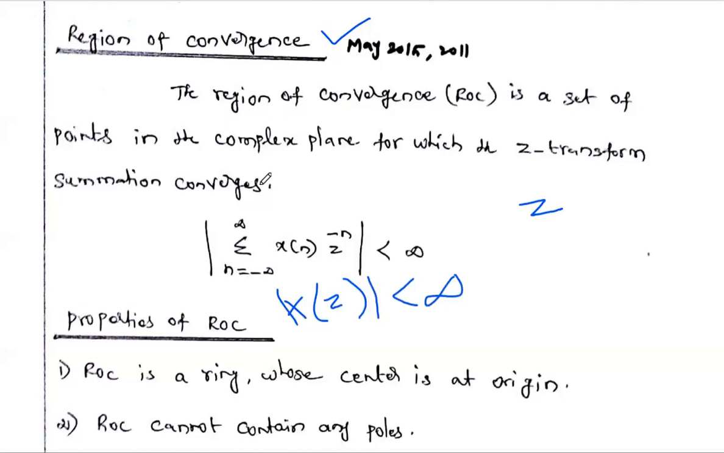In the Laplace transform, we defined it as the range of values of sigma over which the Laplace transform answer attains a finite value. Similarly, here the region of convergence is the range of values of z over which the magnitude of the Z transform answer is finite, less than infinity. That range of values of z is called the ROC.